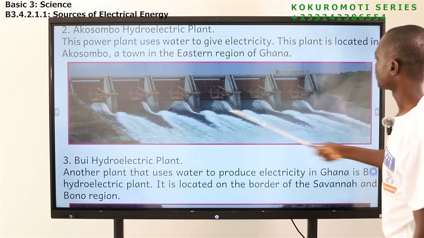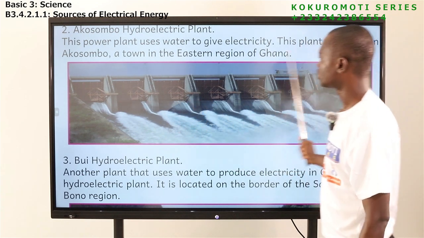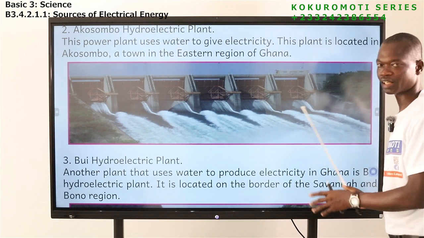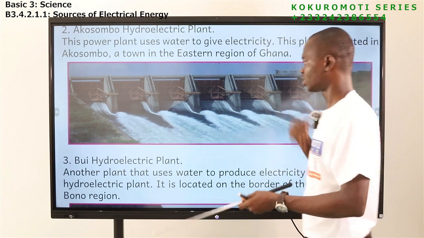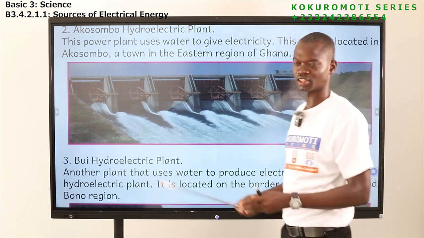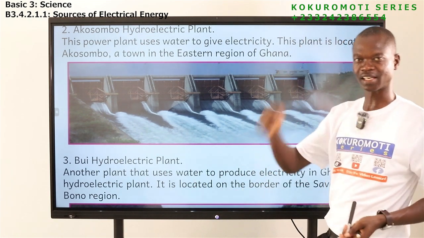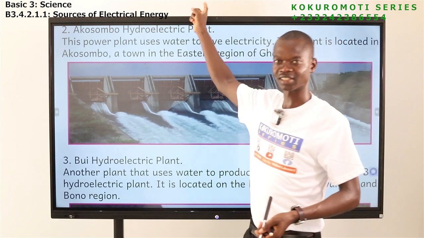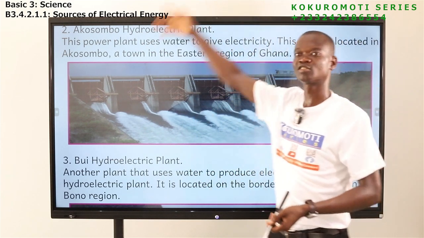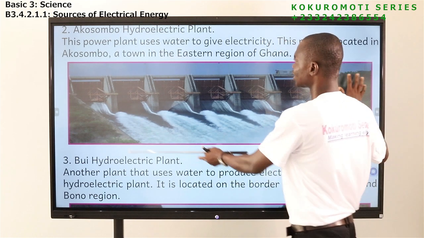So you see the water here, it is just flowing, and this is a setup. It's a machine that we have there. This machine is able to convert the power in the water into what? Electricity. And we get it in our homes because of wires, cables. They are connected from that place to our towns, and we also tap it into our houses. Okay, so that is that.